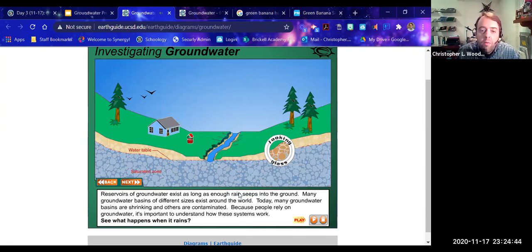So reservoirs of groundwater exist as long as enough rain seeps into the ground. Many groundwater basins of different sizes exist around the world. Today, many groundwater basins are shrinking and others are being contaminated. Because people rely on groundwater, it's important to understand how these systems work.